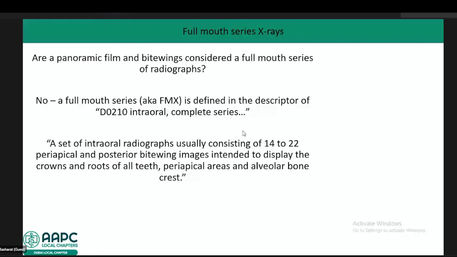So the question was, are a panoramic film and bitewings considered a full mouth series radiograph? The answer is no. A full mouth series is defined as D0210, the complete series: a set of intraoral radiographs usually consisting of 14 to 22 periapical and posterior bitewing images intended to display the crown and root of the teeth, periapical areas, and alveolar bone crest.